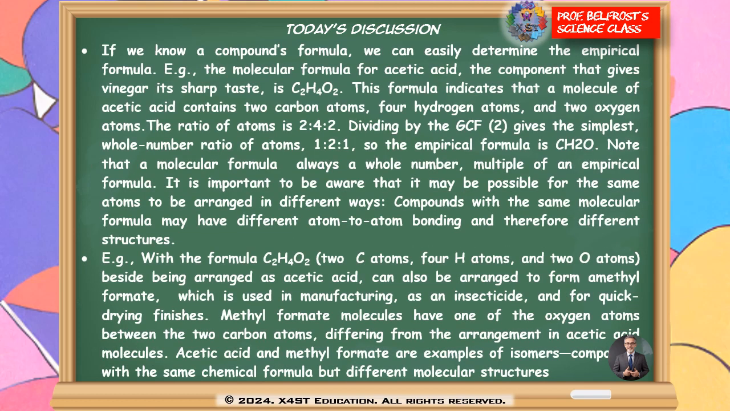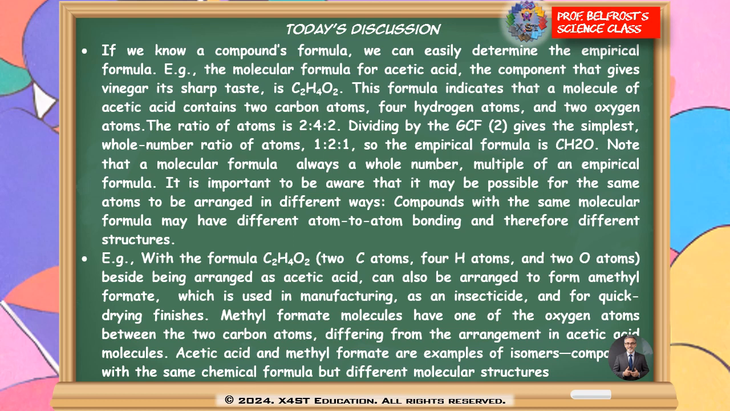If we know a compound's molecular formula, its empirical formula can be easily determined. For example, the molecular formula for acetic acid is C2H4O2, so you can directly know the empirical formula, which is CH2O. I'm sorry, the 2 must be a subscript. Note that a molecular formula is always a whole number multiple of an empirical formula.